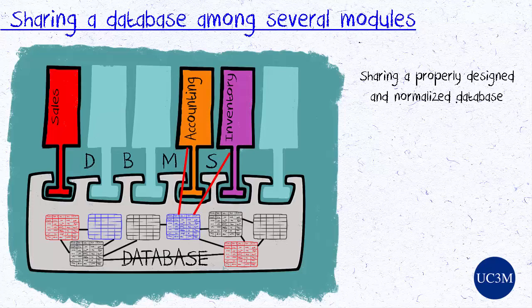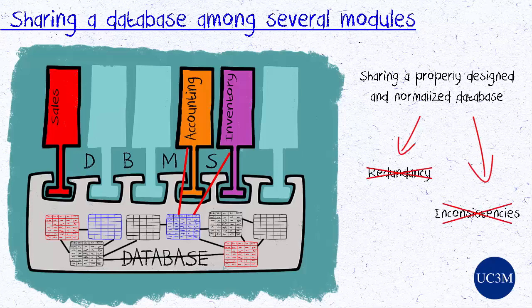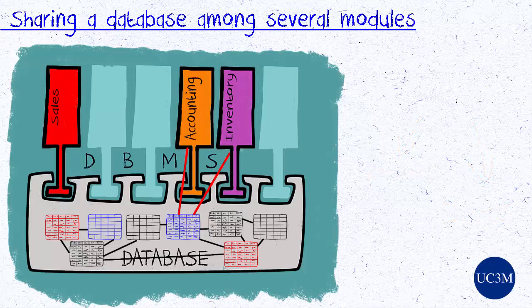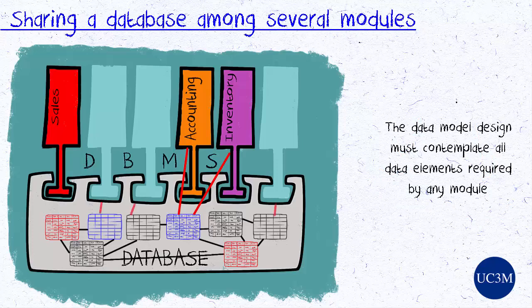Sharing a single database will ensure that, if properly designed and normalized, each piece of data is stored in only one place, thus avoiding redundancy and potential inconsistencies. As discussed, at any given point in time, a specific customer may have installed only a subset of the ERP's modules. Thus, only a subset of the ERP's programs would be installed. Nevertheless, the data model design must contemplate all data elements required by any module, even if, at that point in time, in that installation, these specific tables are empty.